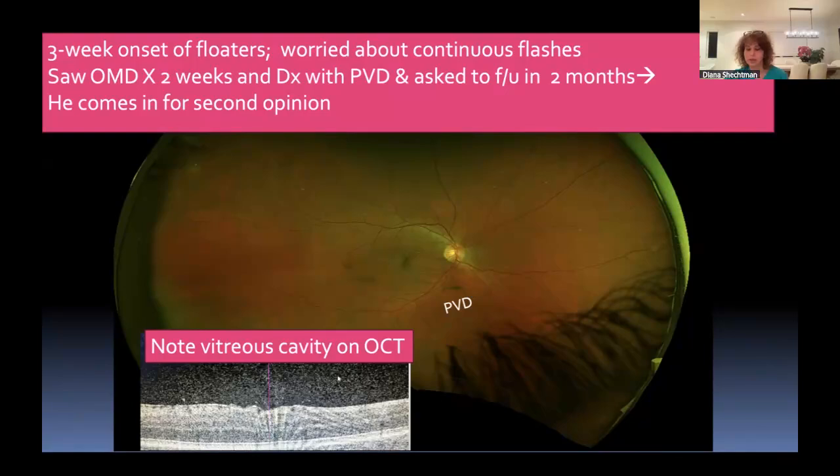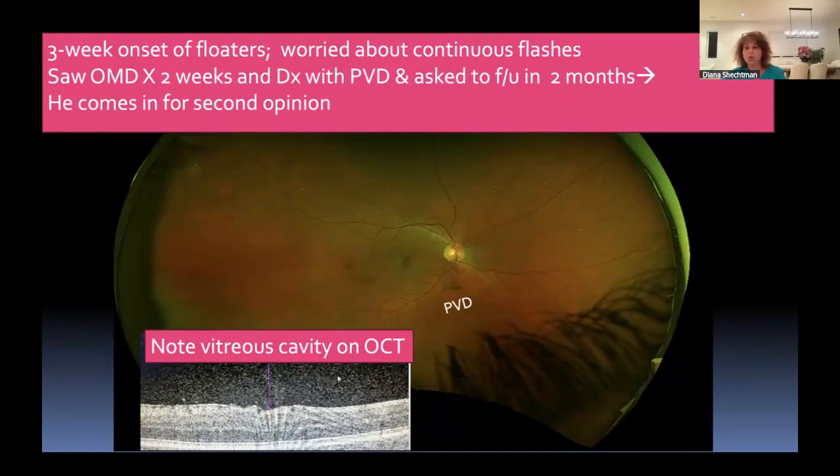Good point. Speaking of missing something, you kind of lead me to my next case. I like that. 3-week onset of floaters, worried about continuous flashes. I just recently saw this patient. Saw an ophthalmologist 2 weeks ago. So again, could have been an optometrist, it could have been another retinal specialist. It was a general ophthalmologist, diagnosed with PVD, asked to come back in 2 months. Patient was still rather nervous.